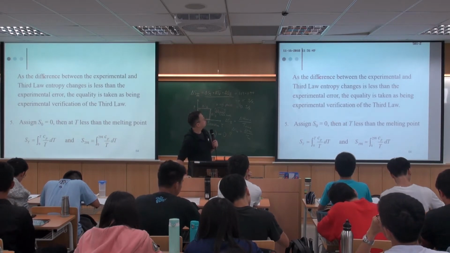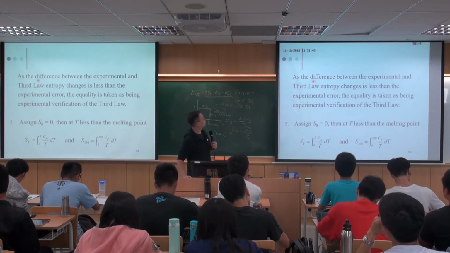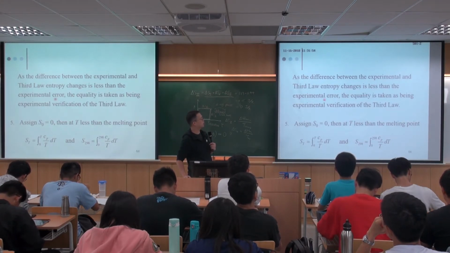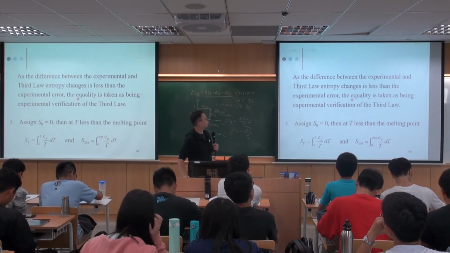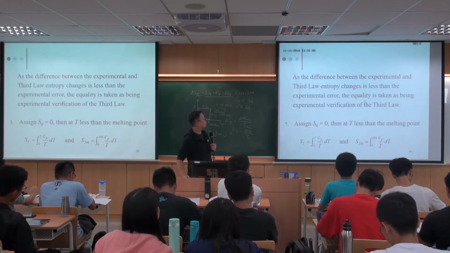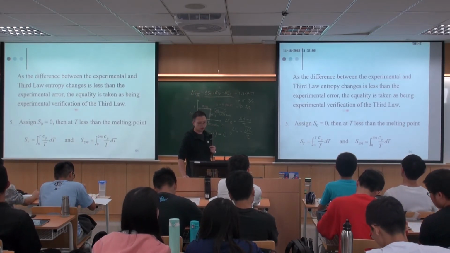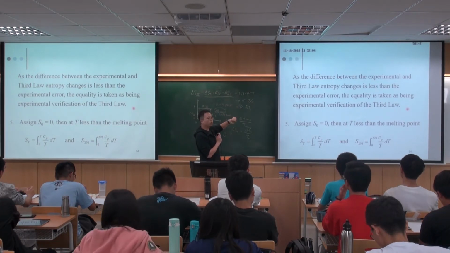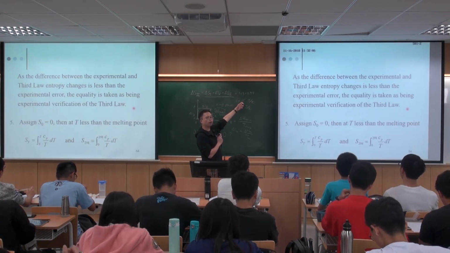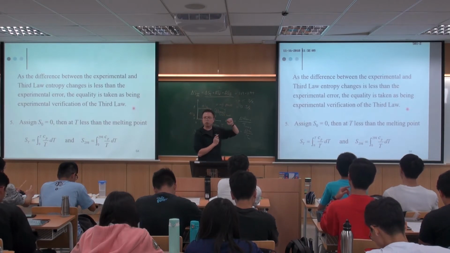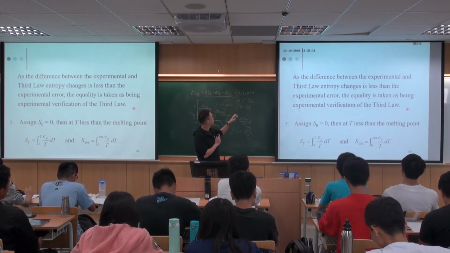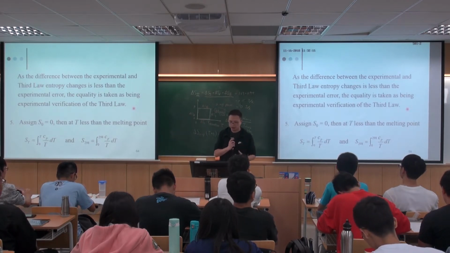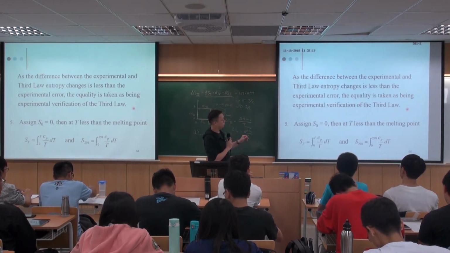But the argument here is that if this difference between experimental and third law entropy changes is less than the experimental error, then the equality is taken as being experimental verification of the third law. In other words, if this number is small enough and it is close to or less than the experimental error, then it means that we verify that the third law is valid for this case. Okay, for this case.